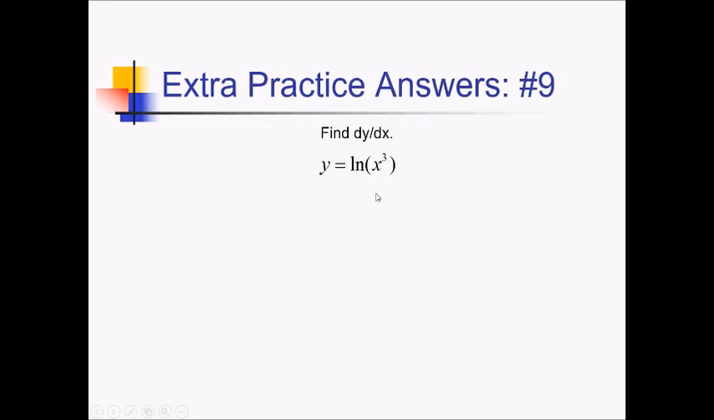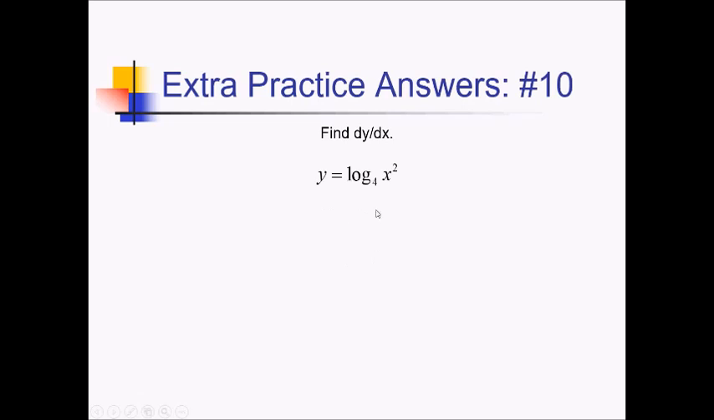To take the derivative on this one, I'm going to save myself a little bit of time by popping that 3 out using log rules. So this is really 3 ln of x. And then the derivative of this is just 3 times the derivative of ln, so 3 times 1 over x, or just simply 3 over x.